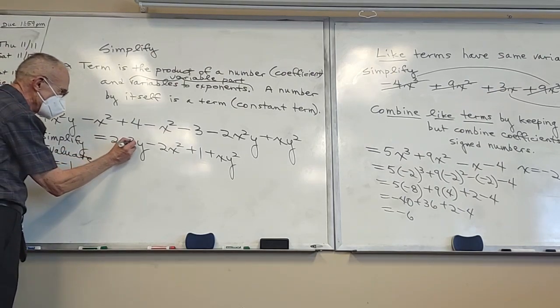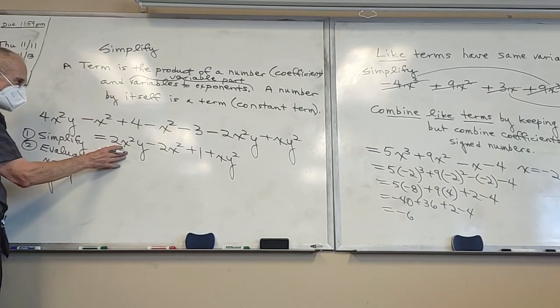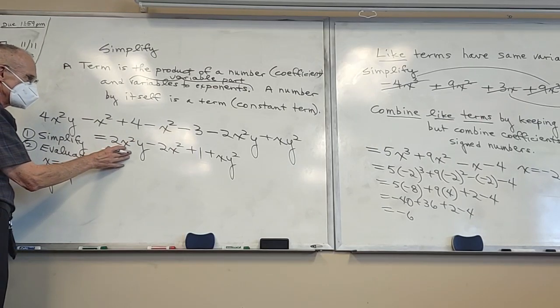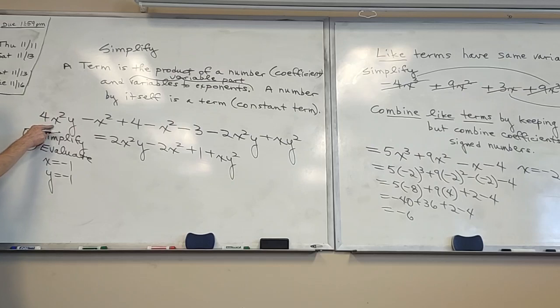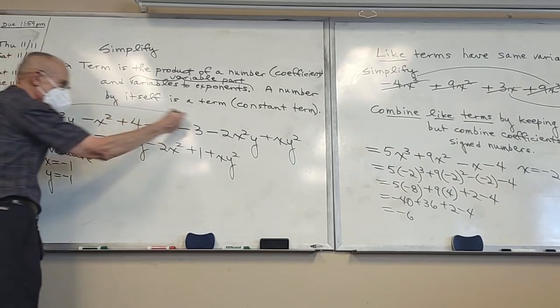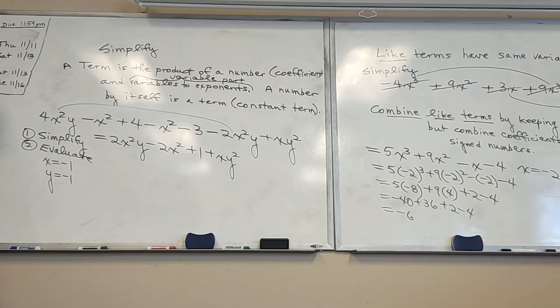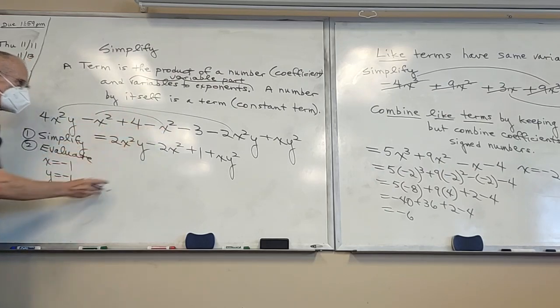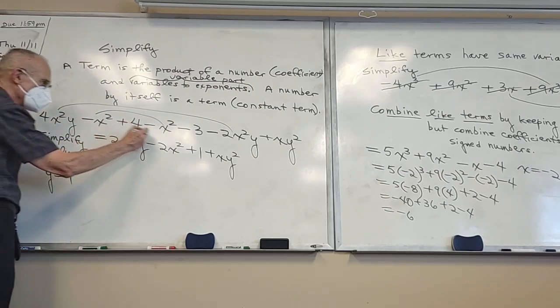Now, did you work on it? Did you get this? Did I do it right? Is it 2x squared y? Yes. Here, I'm blocking this one. So this one combines with that one. There it is. This minus x squared combines with that one. There it is. This 4 and this 3 combine.